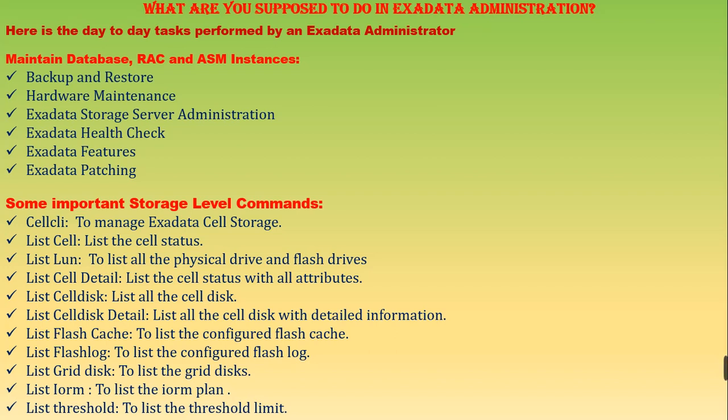list cell detail, list the cell status with all attributes, list celldisk, list all the cell disks, list celldisk detail, list all the cell disks with detailed information, list flashcache to list the configured flash cache, list flashlog to list the configured flash log, list griddisk to list the grid disks, list iormplan to list the IORM plan, list threshold to list the threshold limits of this Exadata server machine.